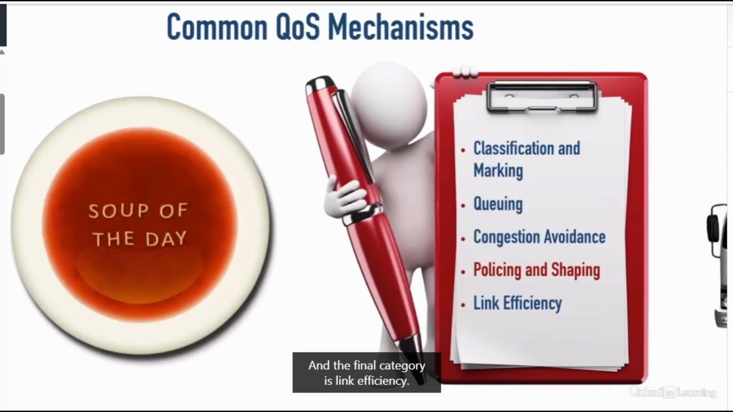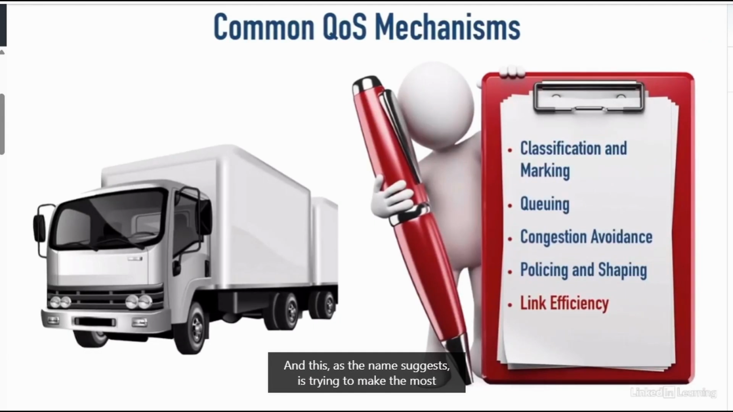And the final category is link efficiency. As the name suggests, this is trying to make the most efficient use out of a relatively limited amount of bandwidth. To be honest, this is not nearly as important as it was a few years ago, because now our link speeds are typically higher. We've got gig links all over the place these days. But if you do have some slow link speeds you're dealing with, then you might want to consider a link efficiency mechanism.